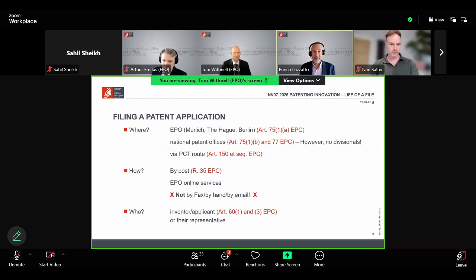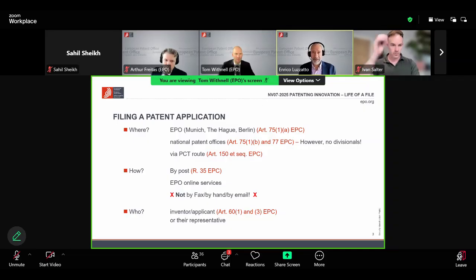So let's start with the basics. Where do we file? We've seen that you can access APO via different routes, but you always need to file an application at APO. So you can either file it directly at APO, at a national patent office, or via the PCT route, as we saw. It can be filed by post, by online services, which is highly recommended, but neither by fax, nor by hand, nor by email.